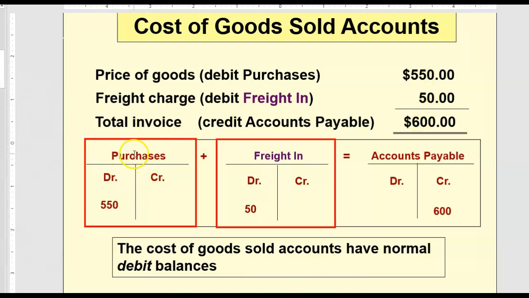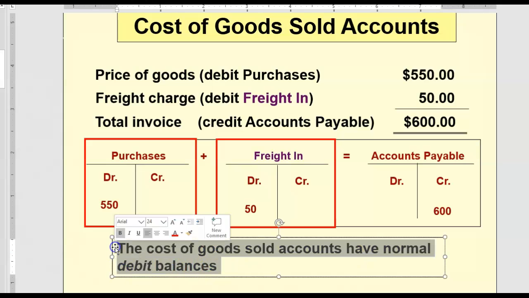The purchases is your inventory. So inventory, think of that as your asset, right? It's something that you own. Assets are debits. Freight in right here would be the expense of shipping. Expenses are debits, so that's a debit as well. So you can see the cost of goods sold accounts have normal debit balances. This is something you really should try to remember. Think of it as an inventory expense, and all expenses are debits.